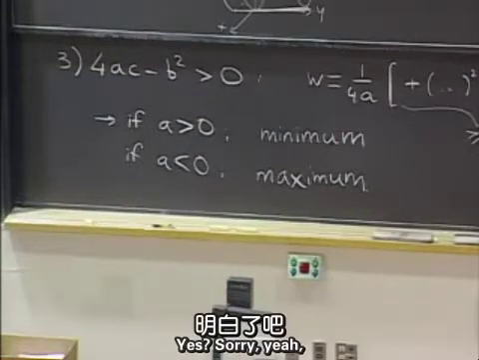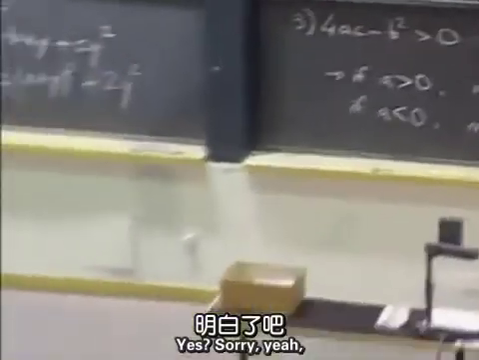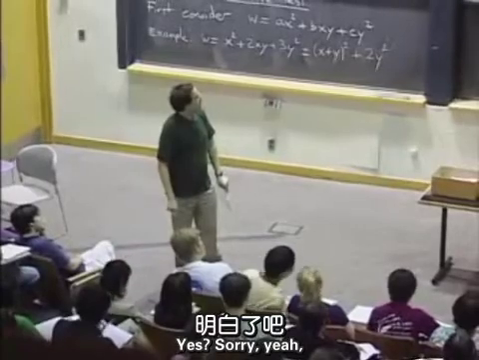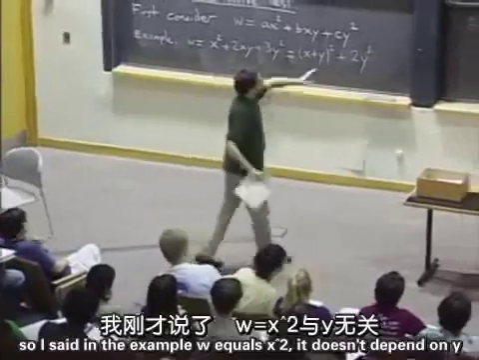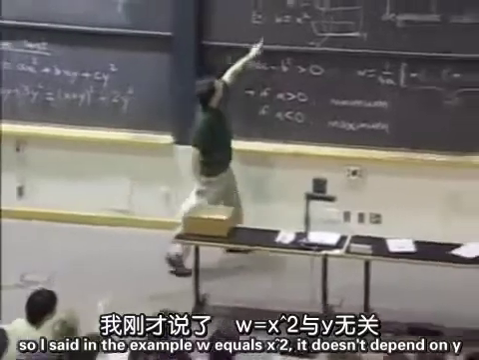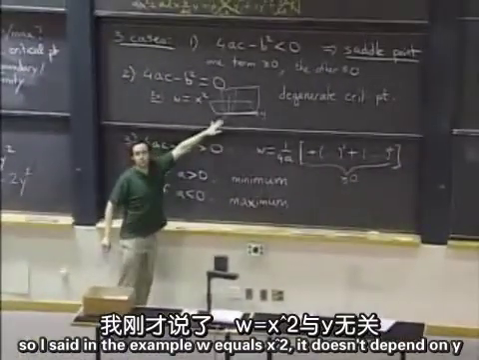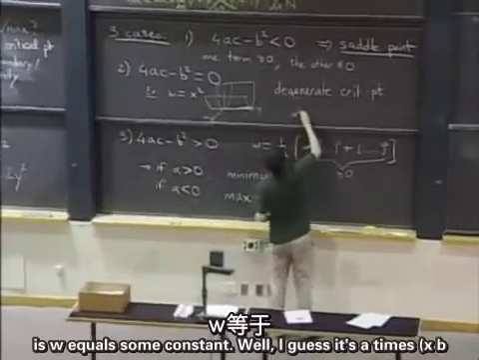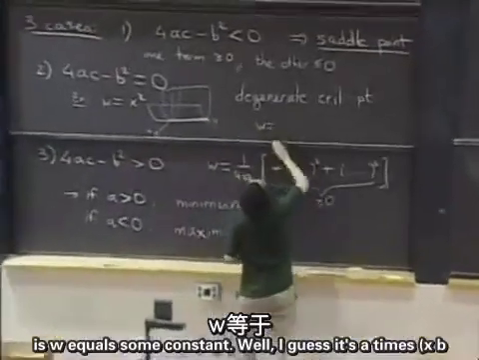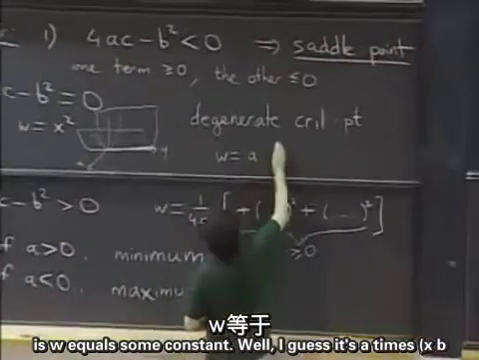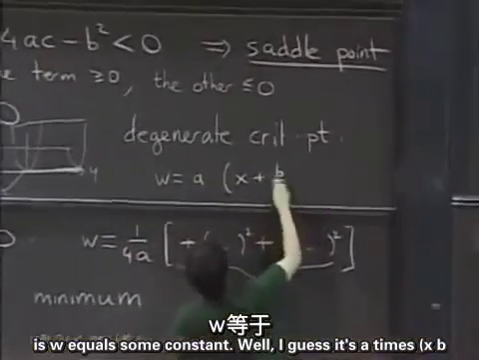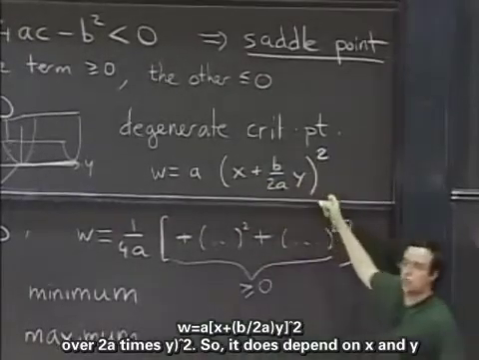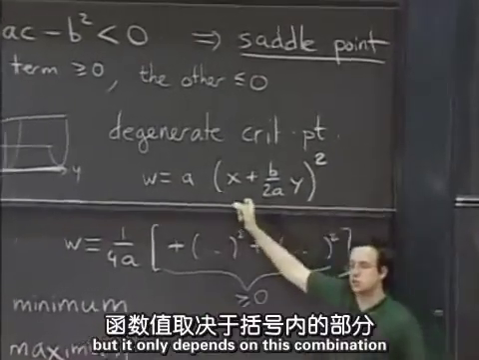Yes? It is not dependent on y because... Sorry, so I said in the example W equals x squared, it doesn't depend on y. The more general situation is W equals some constant, well, I guess it's A times x plus B over 2A times y squared. So it does depend on x and on y, but it only depends on this combination.